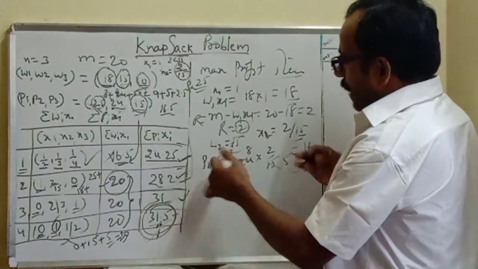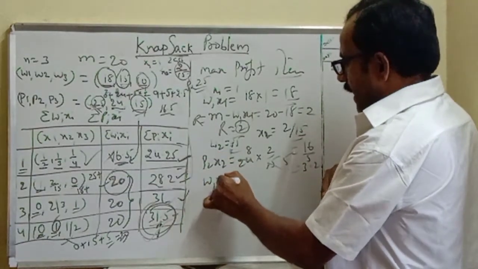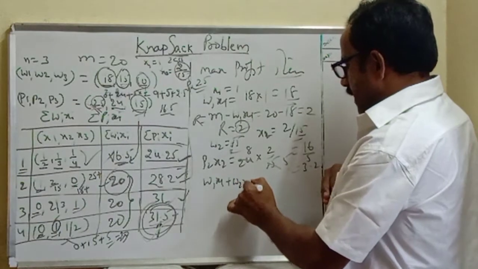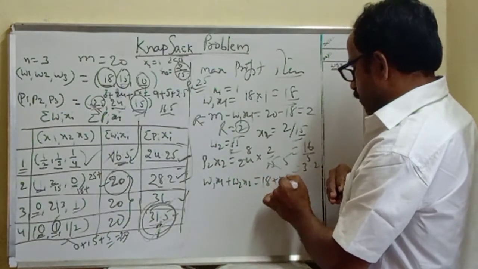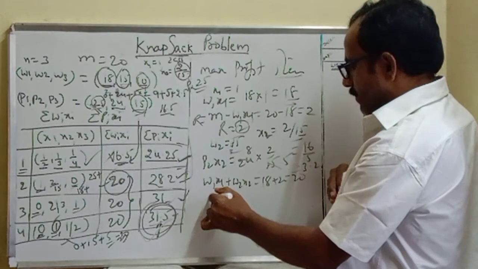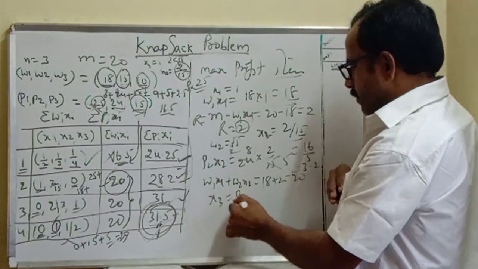So the bag is filled now. With W1 X1 and W2 X2, the bag is completely filled, because 18 plus 2 equals 20. We cannot place the third item. So the third item solution is 0.